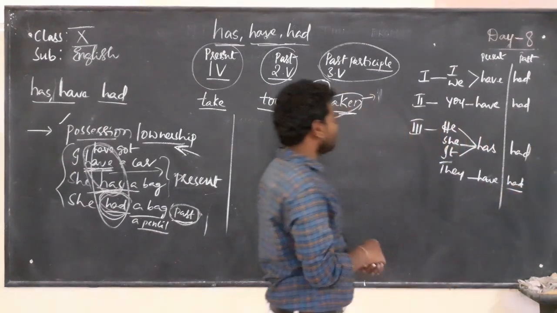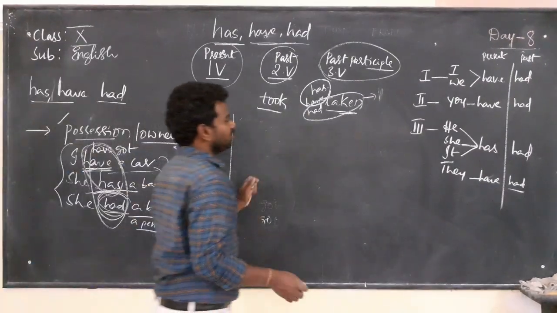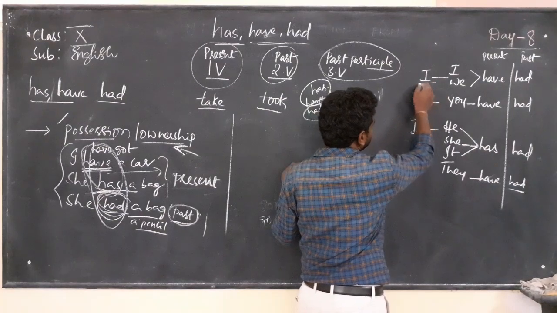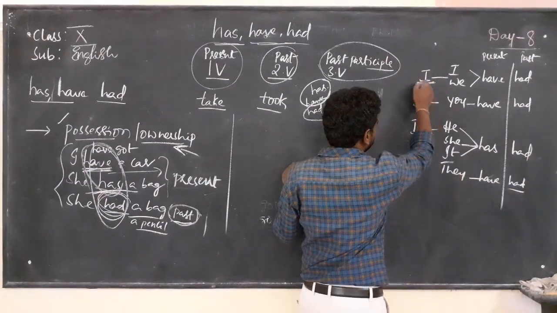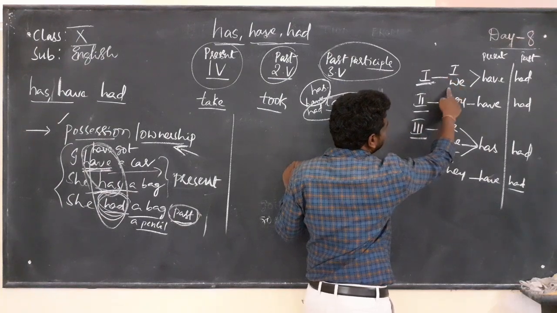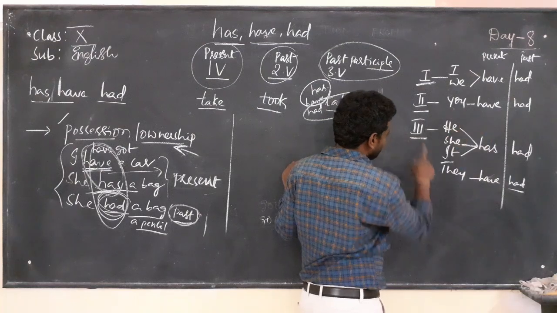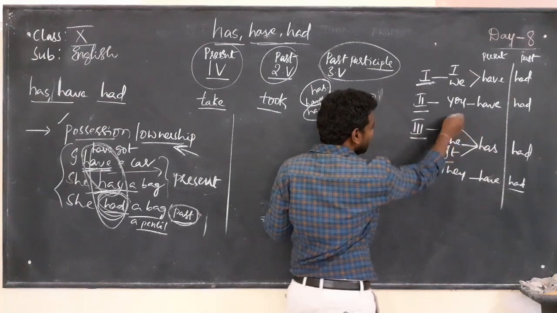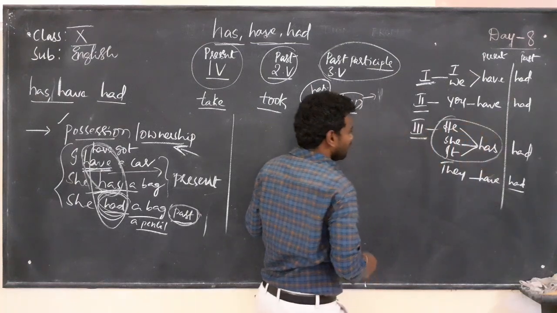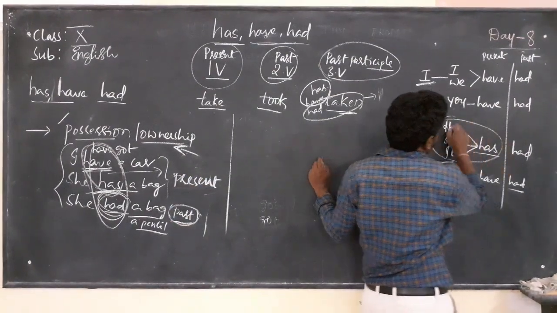This is one way we use them with personal pronouns: first person, second person, and third person. First person, I and we, take have. Second person, you, takes have. Third person, he, she, it, only takes has. When do we use has? Has always goes with he, she, it.